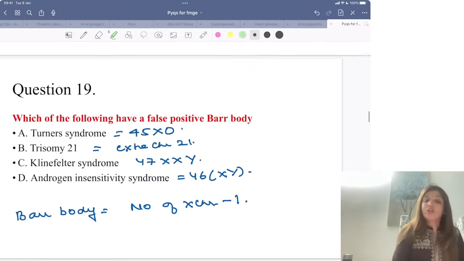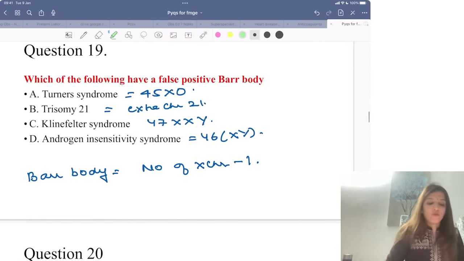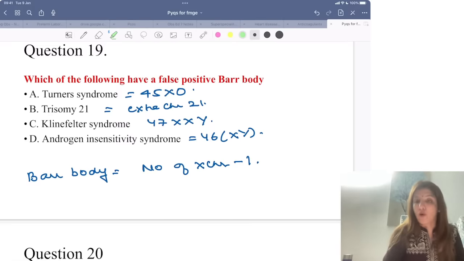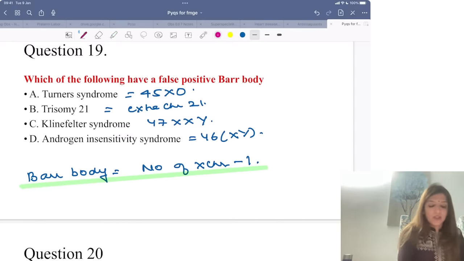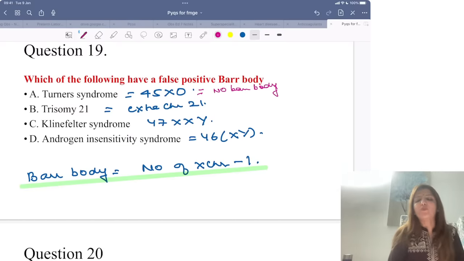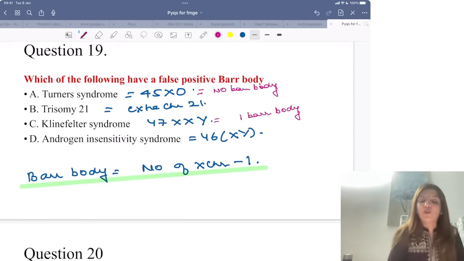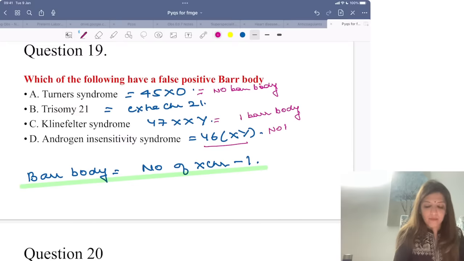Okay, now, because a question has come in your recent FMG exam, that is why I taught you this much detail. Now, which of the following has a false positive bar body? First, tell me bar body is number of X chromosomes minus 1, right? So, Turner's syndrome mein there is no bar body, right? Trisomy 21 mein extra 21 chromosome hota, it has nothing to do with X or Y. Klinefelter syndrome mein there will be one bar body. And androgen insensitivity syndrome, which is 46XY, there will be no bar body.